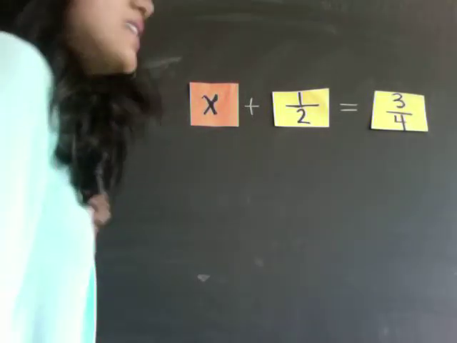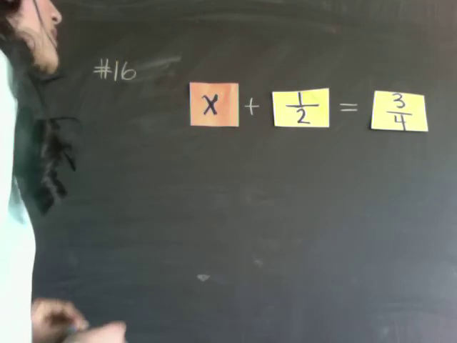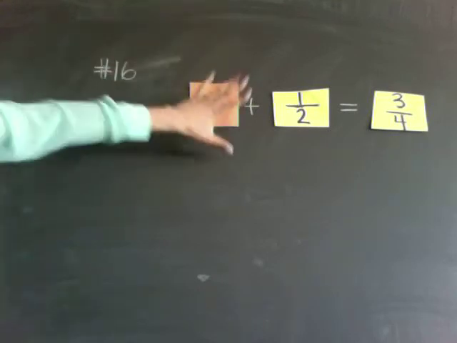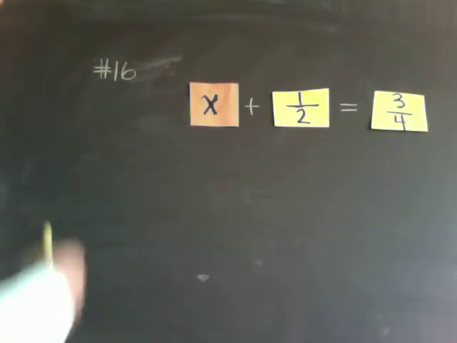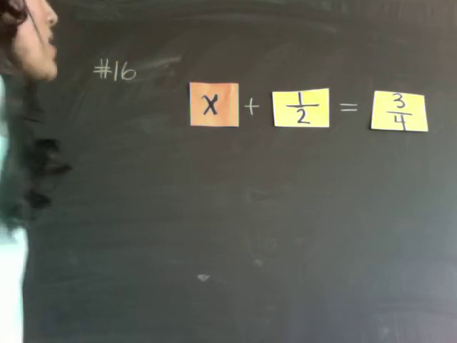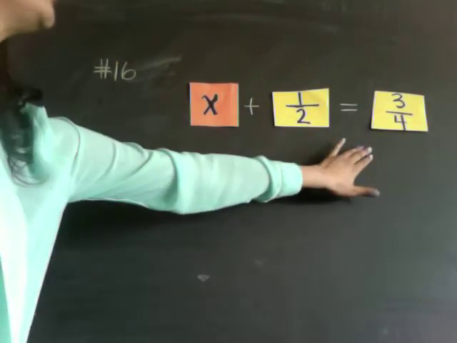Okay, hi everybody. So today we're going to continue a little bit with type 1 equations. And what I've done is I've tried to take some of the questions from today's classwork, and we're just going to explain them a little bit more so that we can really understand these concepts. So this was question number 16. It was x plus 1 over 2 equals 3 over 4.